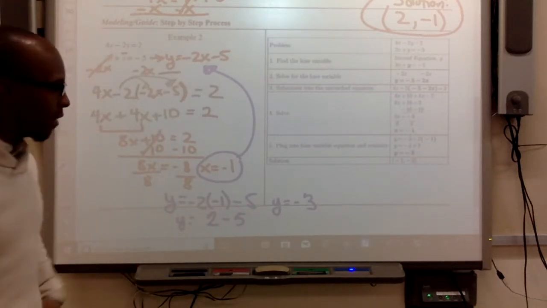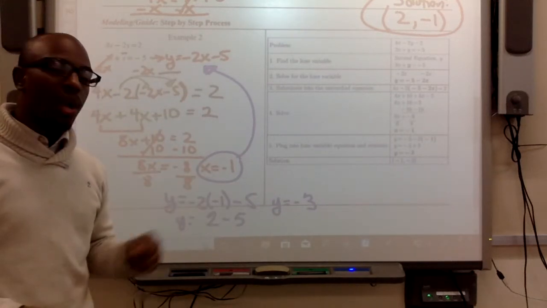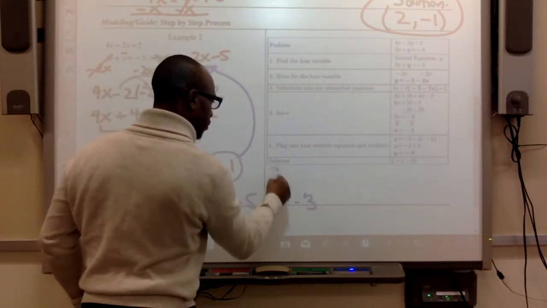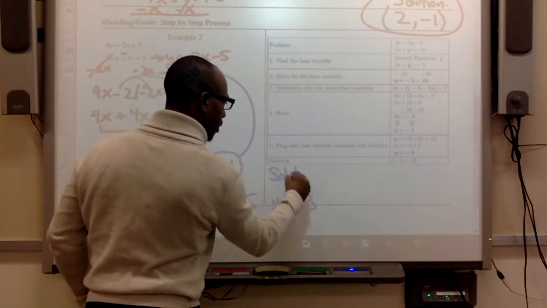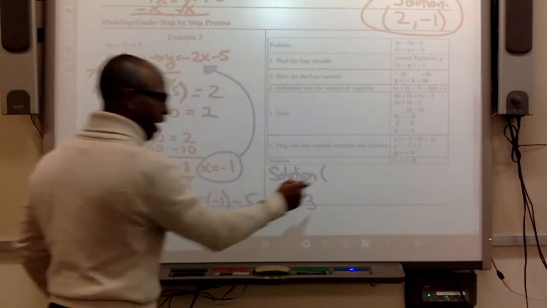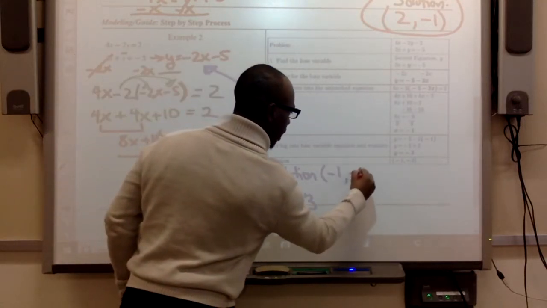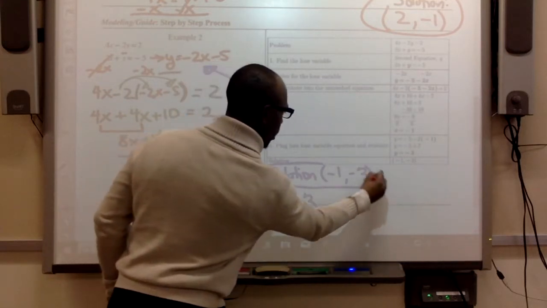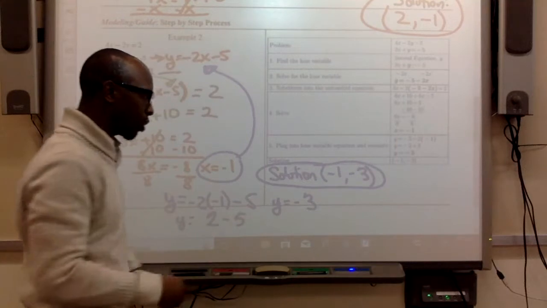Right? Once again, even though we found x and we found y, we've got to write our solution. Our solution is going to be negative 1, comma, negative 3. Now, it's really ironic that I'm writing this right underneath where it says solution.